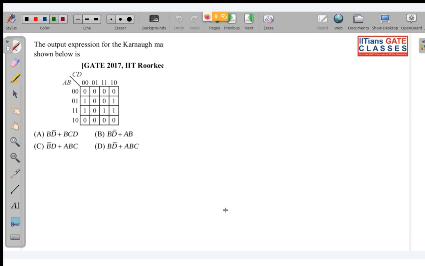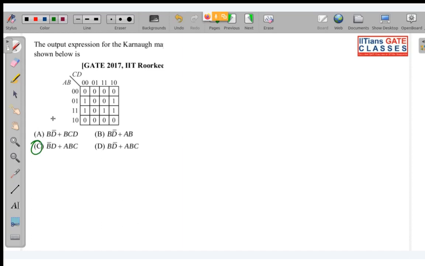What answers are we getting? So very simple question. Look over here, the output expression for the K-map shown below. By looking at the options, you can see they are written in SOP form. So we are going to group the 1s. No one is going to group zeros over here because all the answers are in SOP form.